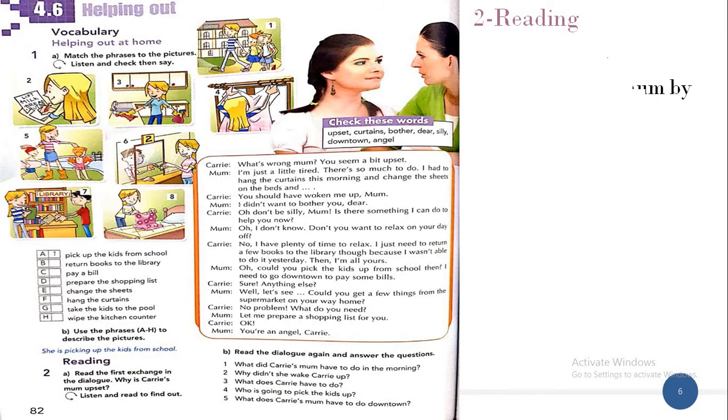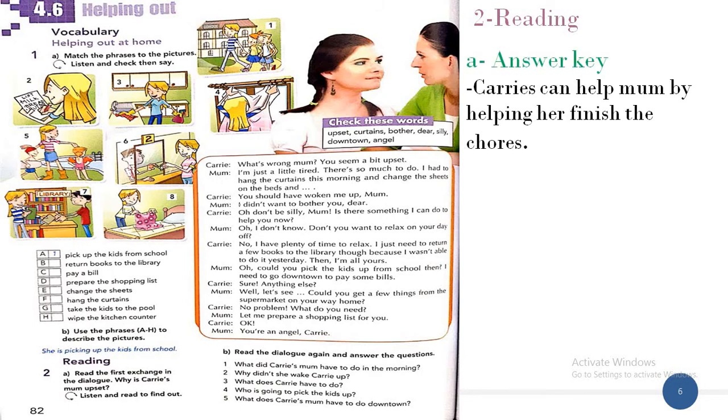Okay, good. Now, let me give you the answer. So, Carrie can help mom by helping her finish the chores. Why is Carrie's mom upset? Because she is doing all the house chores alone. So, Carrie can help her mom by finishing the chores with her. And now let's go to B.